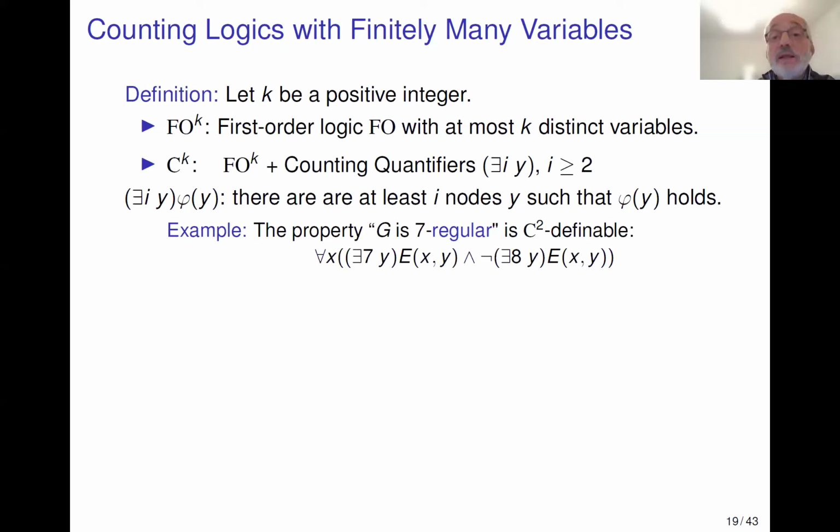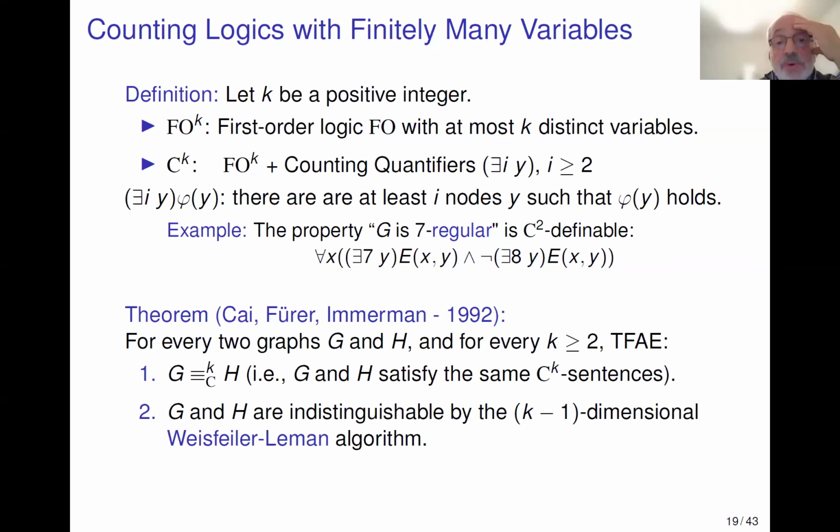So for example, the property of G being 7-regular, which means every node has exactly 7 neighbors, is definable in C^2 with only 2 variables and counting quantifiers. Because you say for every x, there are 7 y's that are neighbors of x, and it is not the case there are 8 y's that are neighbors of x. So in C^2, we can express 7-regular, actually any k-regular graph can be expressed this way.